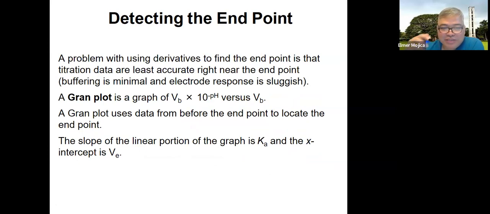So the same set of data that you have, the problem with using derivatives to find the endpoint is that titration data are least accurate right near the endpoint. So buffering is minimal and the electrode response is sluggish. So what they do is they use what? A grand plot. First time for you to hear that? Those who are teaching chemistry, you can include this one.